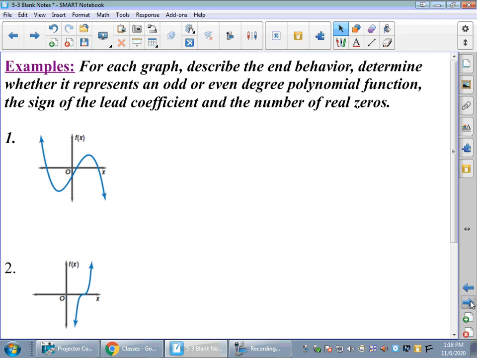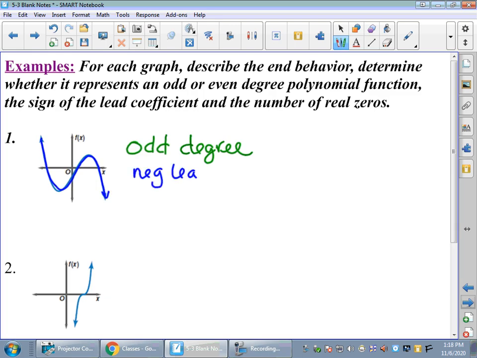So this is an odd degree because it's going in opposite directions. Odd degree. We don't know what odd degree, if it's cubed, fifth, whatever, seventh power. And the fact that I ride the roller coaster and it's odd, they're going in opposite directions, and I end down means it's a negative lead. So the number out in front of the odd degree is negative, and it starts positive and ends negative.